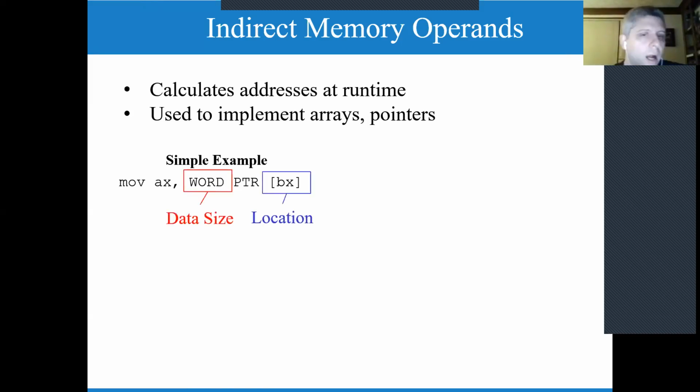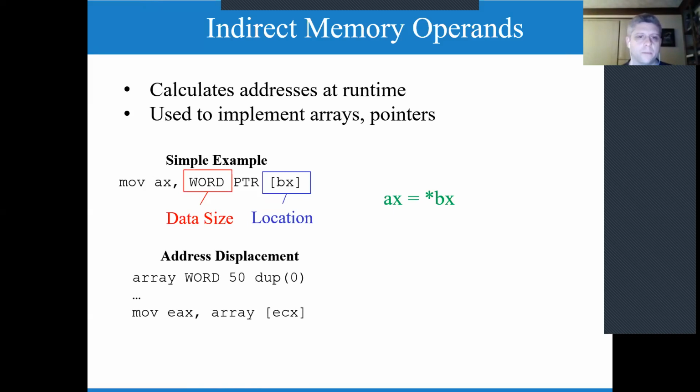The word in the instruction is the size of the data. So we know that the data here is a word in size, which if you recall is 2 bytes. And then we have the location, which is stored within BX. So in other words, if we were to convert this to C, this would mean that the value located at the location stored in BX is going to be put into AX.